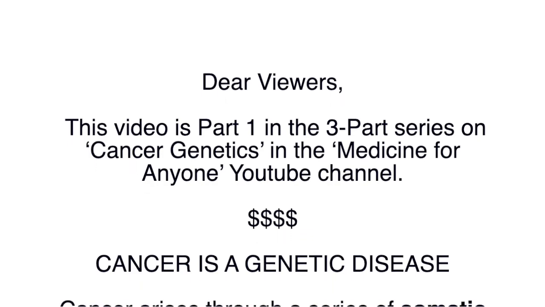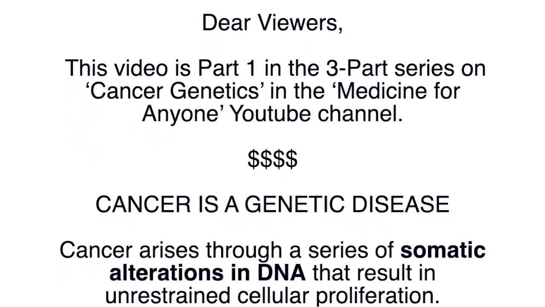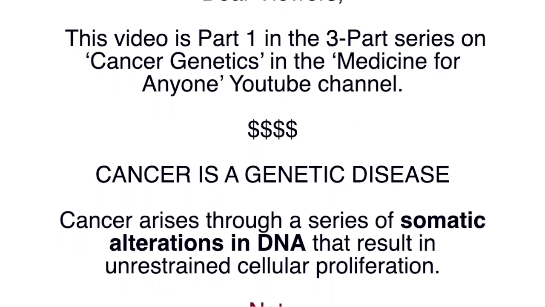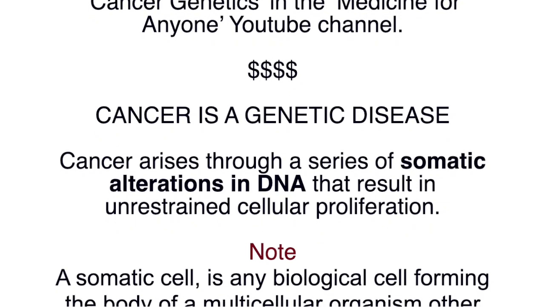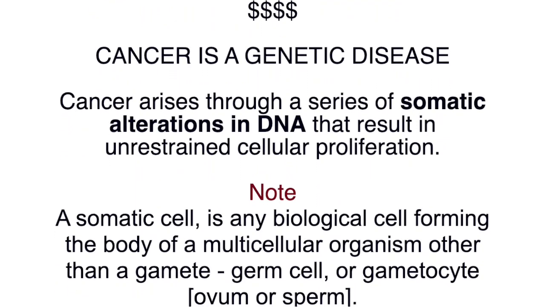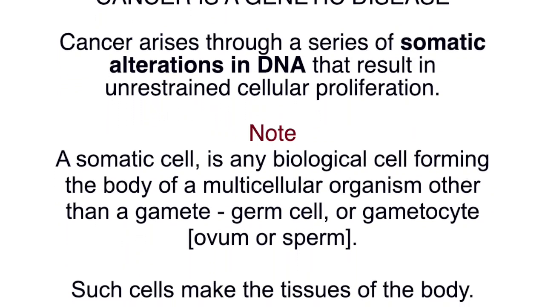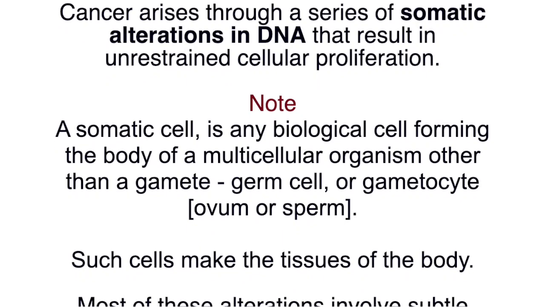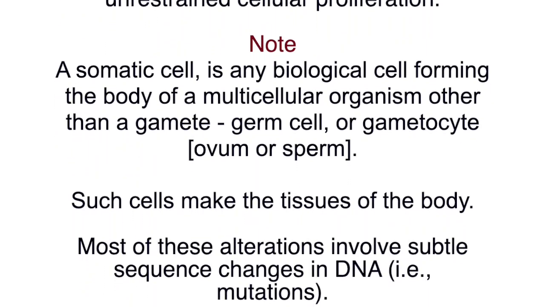Cancer arises through a series of somatic alterations in DNA that result in unrestrained cellular proliferation. Note, a somatic cell is any biological cell forming the body of a multicellular organism other than a gamete, germ cell or gametocyte, ovum or sperm. Such cells make the tissues of the body.